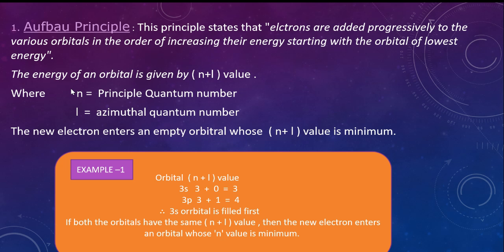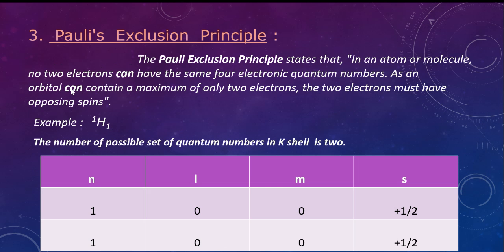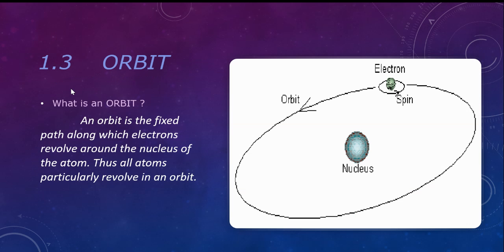For any two electrons, if the n plus l value is the same, the electron will enter the orbital whose n value is less. Hund's rule deals with the pairing up of the electrons. The pairing up of the electrons in the degenerate orbitals takes place only when all the orbitals are filled with a single electron. Pauli exclusion principle: this principle says that no two electrons will have all the quantum numbers the same.